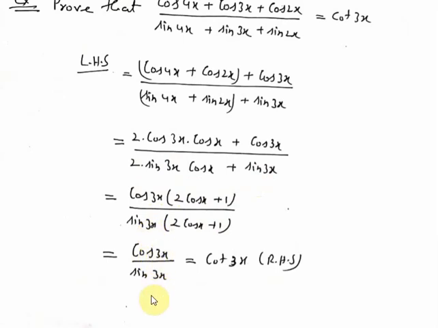So cos upon sin we know very well. This is equal to cot 3x. So this is our right hand side.